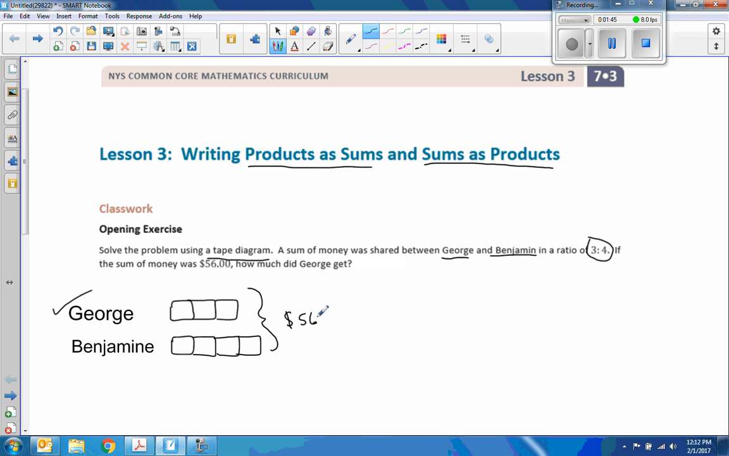Answering the question means knowing how much George gets. If I divide $56 evenly between 7 squares, that's the same as dividing by 7, and I get 8. So if this is 8, they're all 8. 7 times 8 is $56. George has 3 bundles of 8, which is a total of $24. That is the answer to the question: how much did George get?